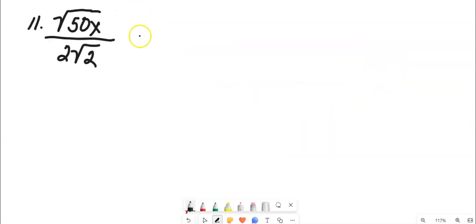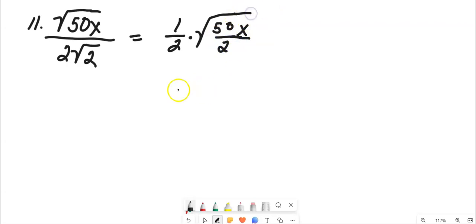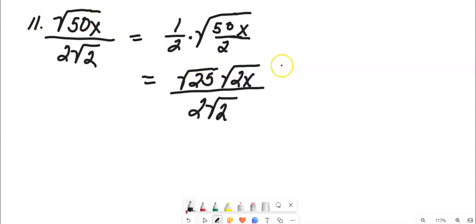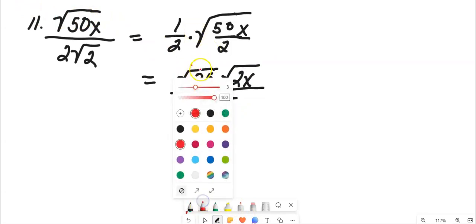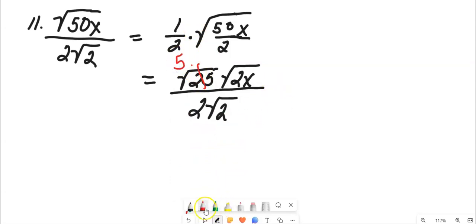Now, number 11. There's two ways you can solve this. You could either write it as 1/2 times the square root of 50 divided by 2. Make sure I don't forget my x. You could either write it like that, or you could simply write it as 25 times the square root of 2x. And when you evaluate this, we know this will reduce down to 5. This is 5. And we could also reduce this down one step further.